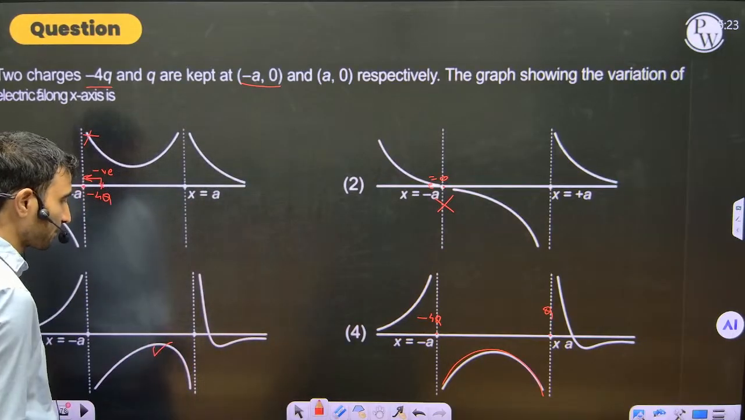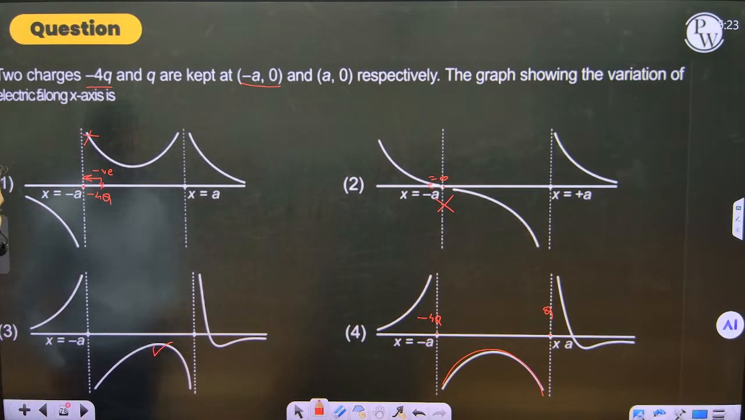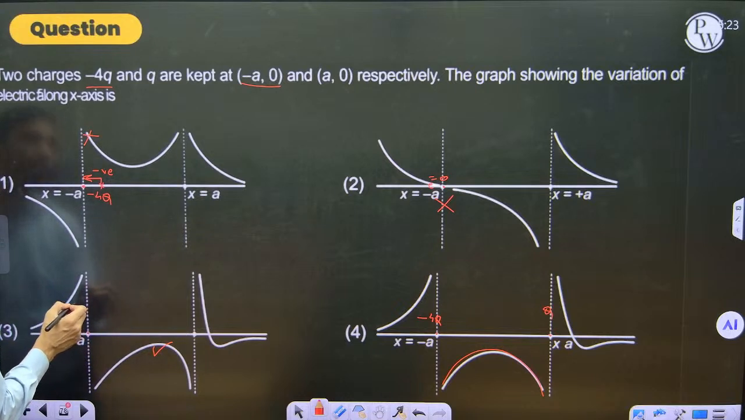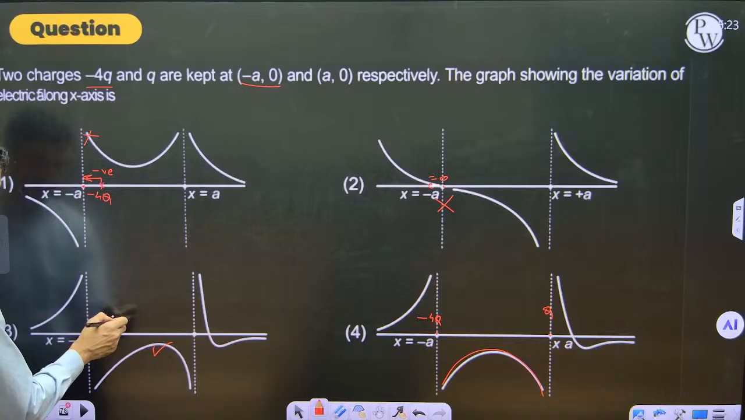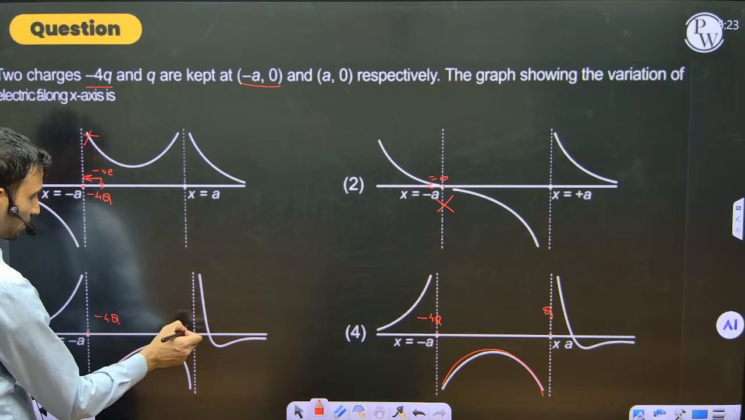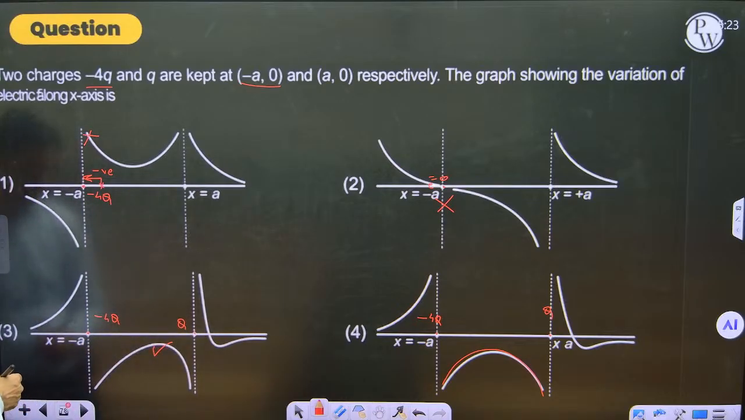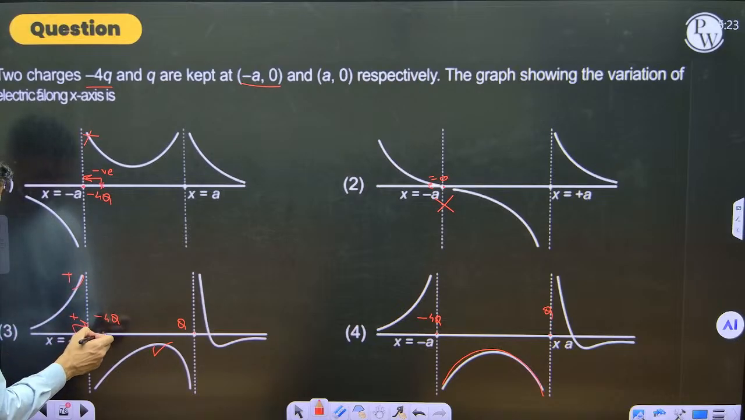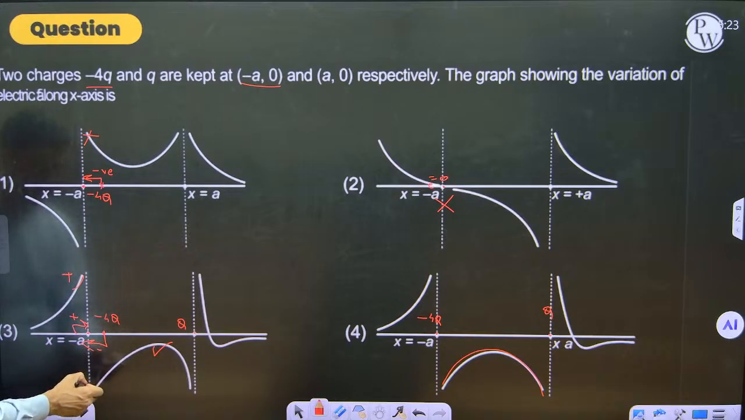There is non-symmetry, and then here you have minus 4q, and here you have q, right? Because of minus 4q, the electric field will be towards it, so positive. That's why it's going to positive, right? In this direction, the electric field will be in this direction because it is a negative charge, right? So the component will be negative. So it is going from negative.